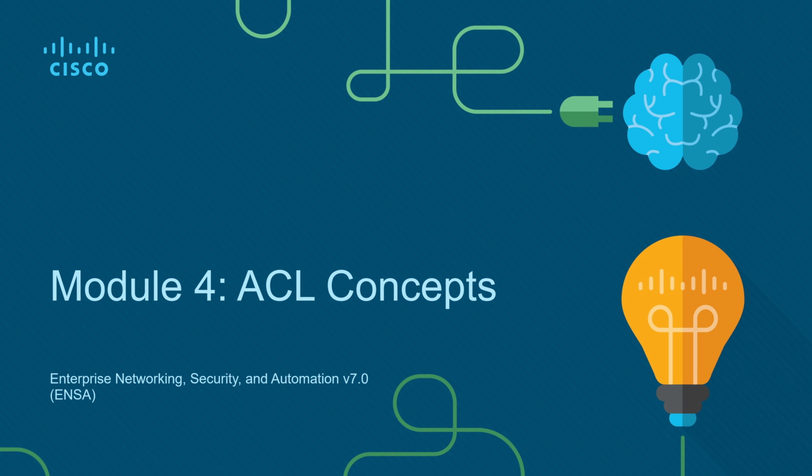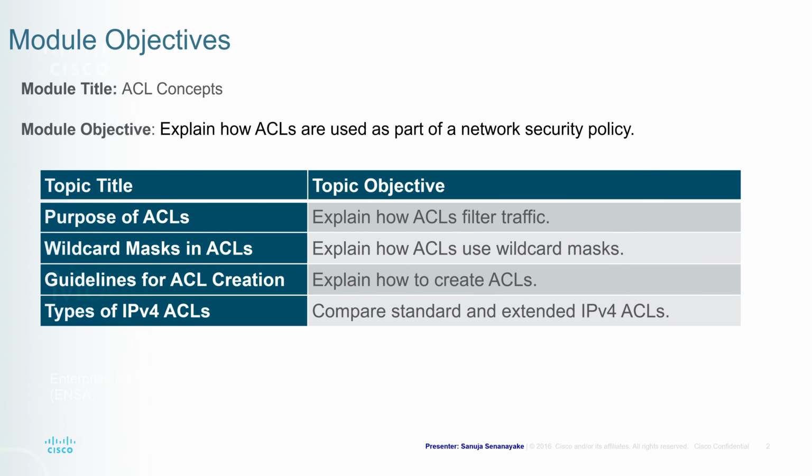Today, I will be covering module number 4, which is ACL concepts. The primary objective of this module is to explain how access control lists, also known as ACLs, are used as part of a network security policy. We will cover the purpose of ACLs. We will learn about the wildcard mask in ACLs, guidelines for ACL creation, and types of IPv4 ACLs.